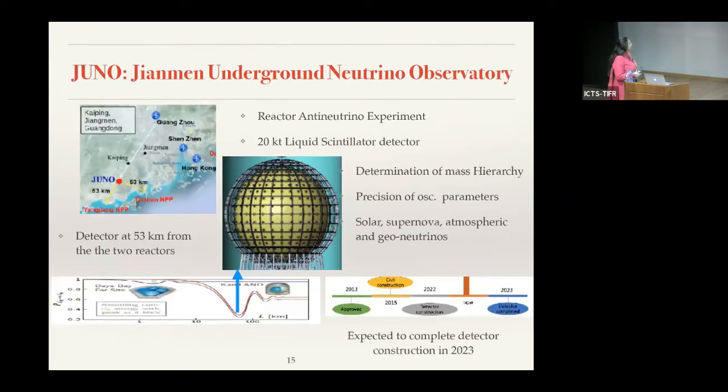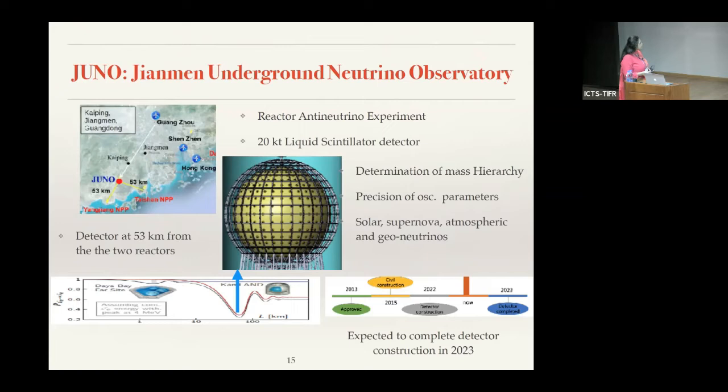To start with, JUNO is a reactor anti-neutrino experiment. This is a 20 kiloton liquid scintillator detector. There are two sources, and the detector is at around 53 kilometers from the two reactors. So this is the position. It is at the minima of the survival probability, which is actually important to understand the physics. The expectation is to complete the detector by mid 2023.